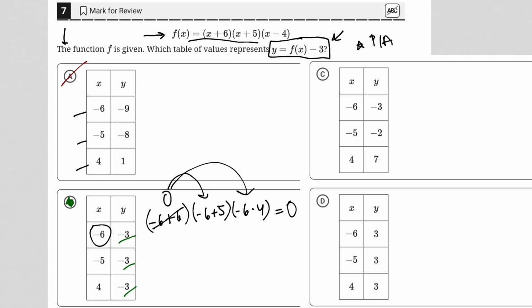But because we're not finding f of x, we're finding f of x minus 3, we then subtract 3 from there to get a -3. And that's how you would check to make sure that that's correct. And we would do that for each one, and you'd see in each case, we'd have a -3. So you don't have to use Desmos, but I do think it's advantageous to you to use Desmos. And the answer here is choice B.